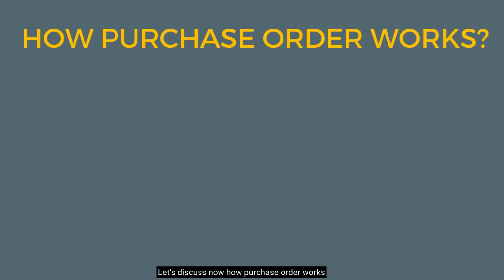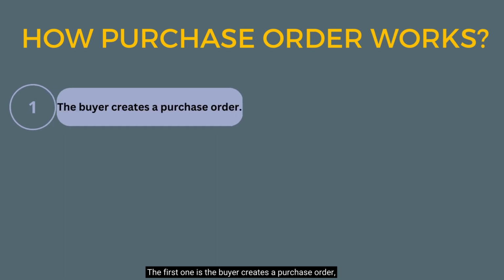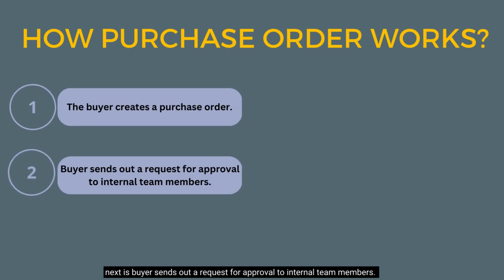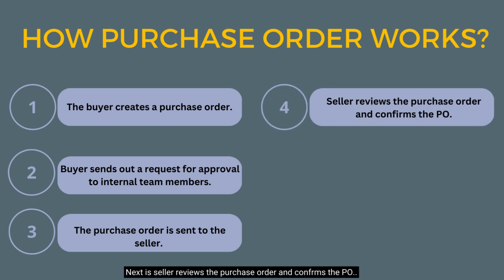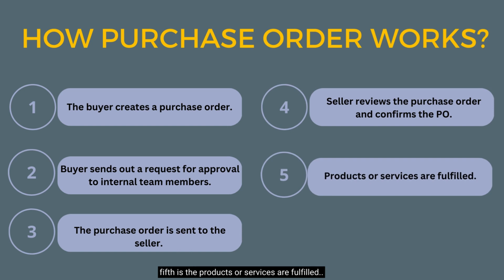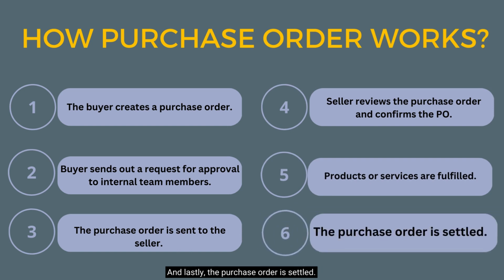Let's discuss now how purchase orders work. The first one is the buyer creates a purchase order. Next is the buyer sends out a request for approval to internal team members. Third, the purchase order is sent to the seller. Next, the seller reviews the purchase order and confirms the PO. Fifth, the products or services are fulfilled. And lastly, the purchase order is settled.